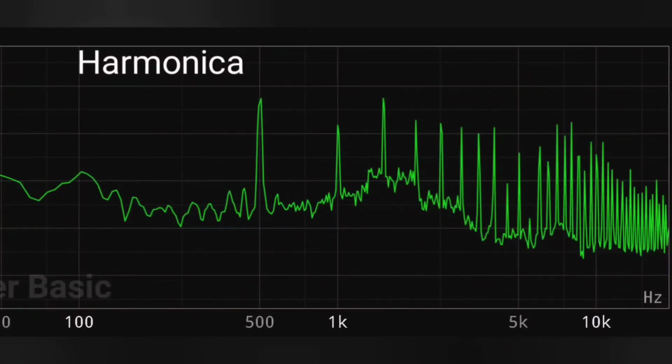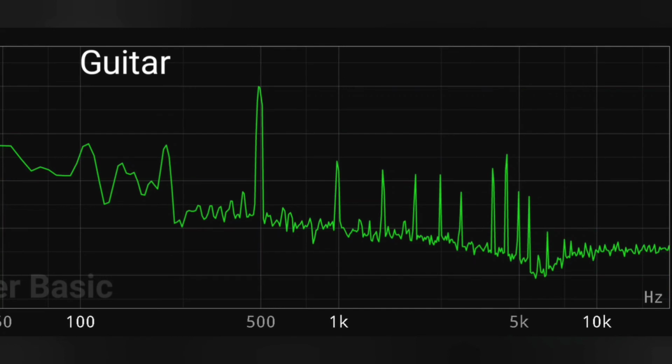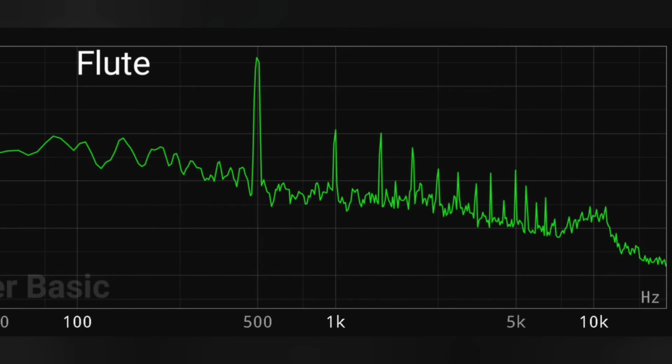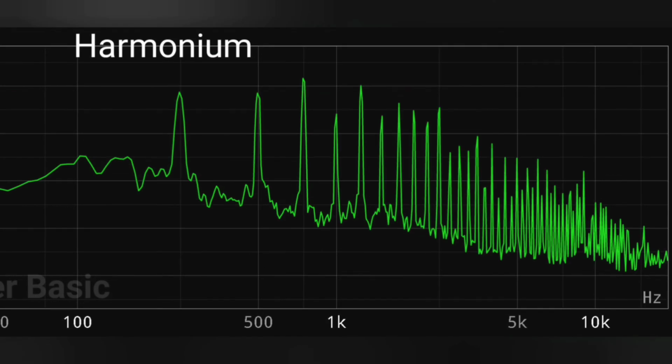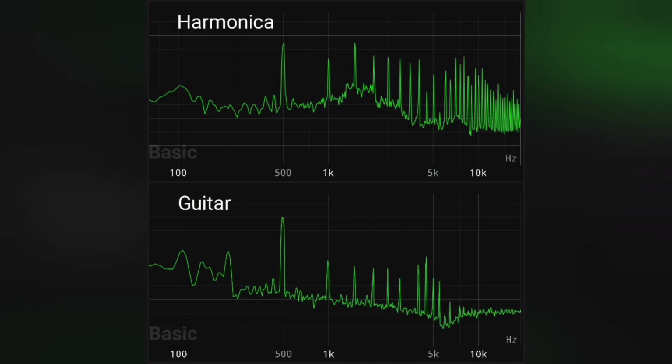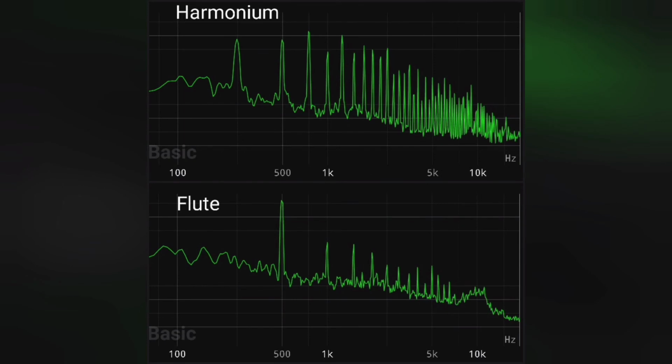At the beginning of the video, I played the note B on four musical instruments. Now let's see the harmonic patterns of these instruments. In all these four instruments, the pattern of the harmonics is completely different, and that's what makes the instrument unique.